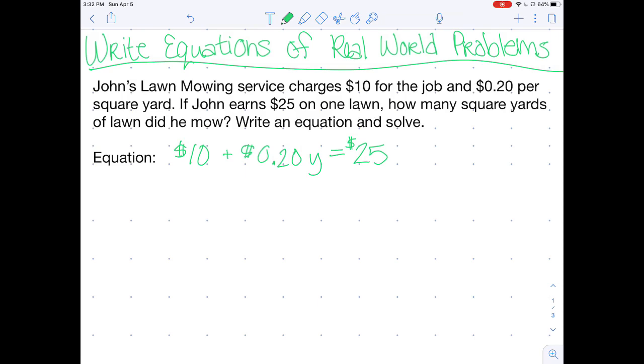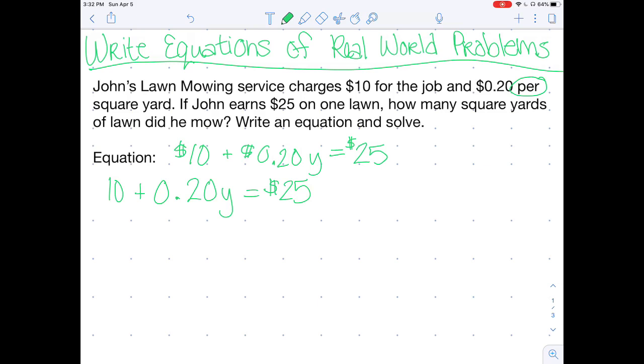Okay, so just a couple things. Per is a keyword, usually means multiply. 20 cents per yard, 20 cents times the amount of yards. So that's something to look for. Okay, so now he makes $25 on this one lawn. We want to figure out how many square yards it was. So we're going to take our equation and solve for our variable y, which stands for square yards.